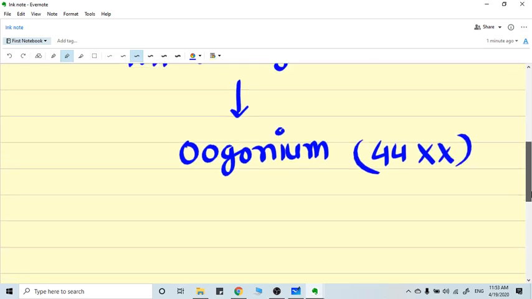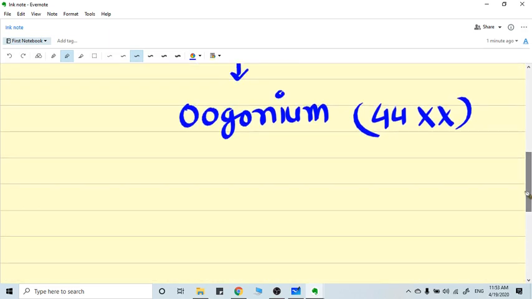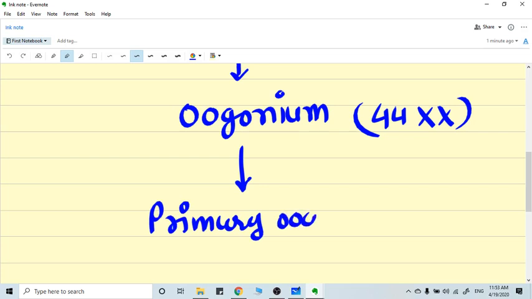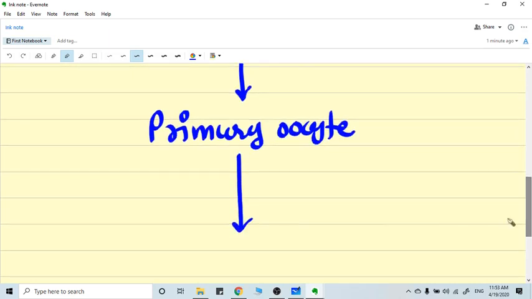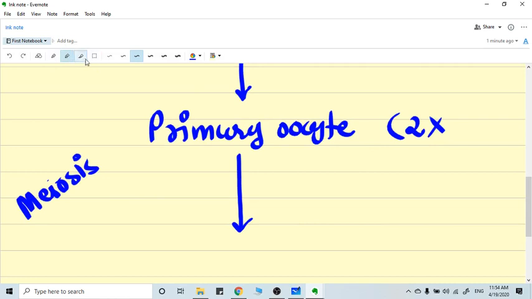Okay, now this oogonium starts going into the oogenesis itself in intrauterine life itself and makes the primary oocyte. Primary oocyte is going in meiosis. Primary oocyte is also of 44XX.